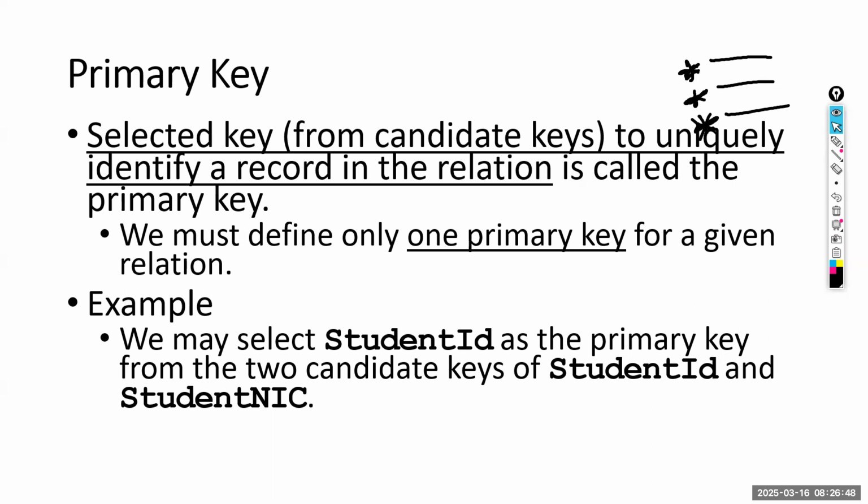So now we need to select the primary key out of the candidate keys, or we can generate our own primary key and say, this is our primary key. Sometimes that also happens. We generate a unique key and say, this is the primary key.